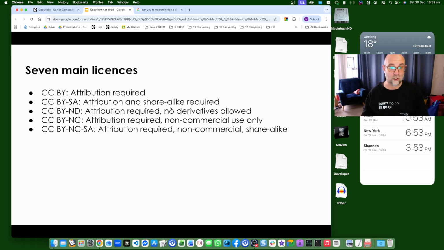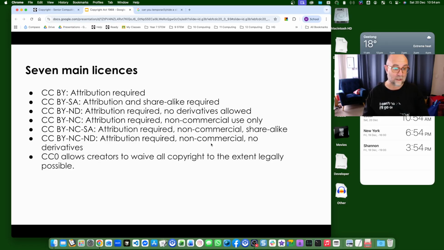This one, non-commercial and share alike. You need to be making something that you are happy to have other people share. And non-commercial, no derivatives. You can't make money, you can't have derivatives of it. And finally, this last one says, I waive all copyright to the extent that I can. You know, I don't care. Let the world have it. Do whatever you want with it. You don't have to attribute me. You can just have it.